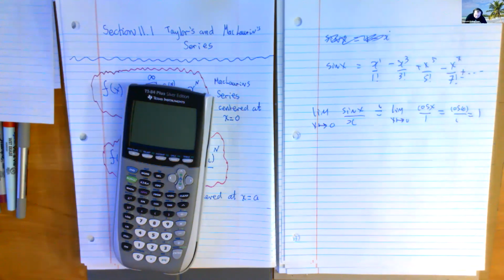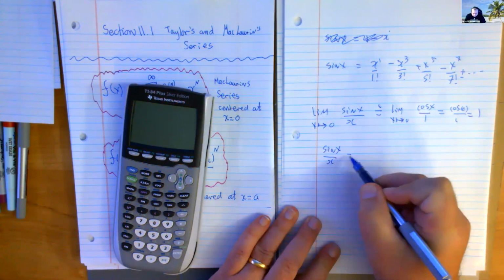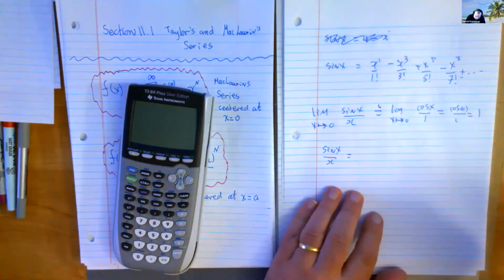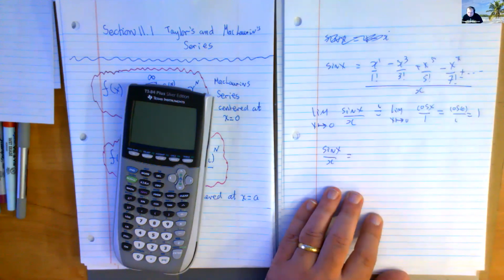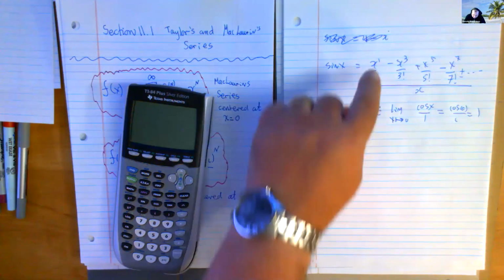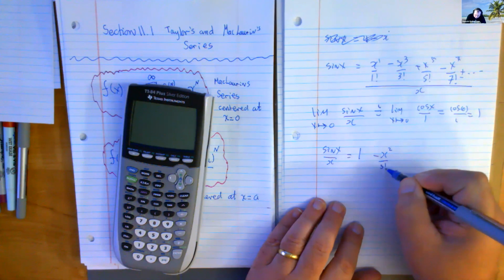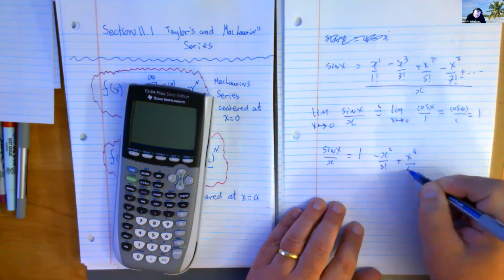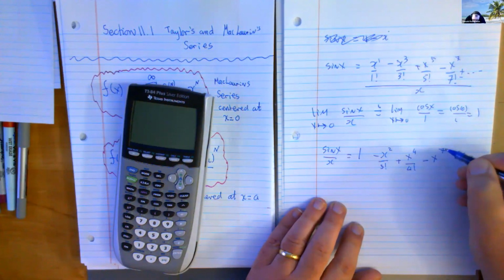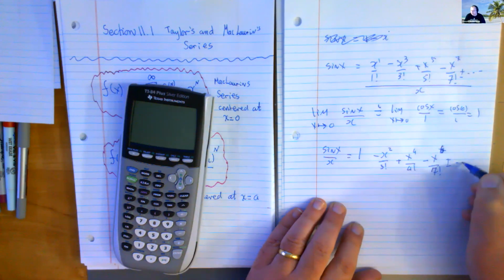Well, if this is sine x, shouldn't I be able to do what sine x over x looks like? Well, can you imagine I'm taking all of this and sticking it over an x? Won't you basically just reduce each of these powers by 1? So this guy is 1. This guy will become x squared over 3 factorial. Then it's going to be an x to the 4 over 5 factorial. Then it's going to be an x to the 6 over 7 factorial, plus or minus forever.